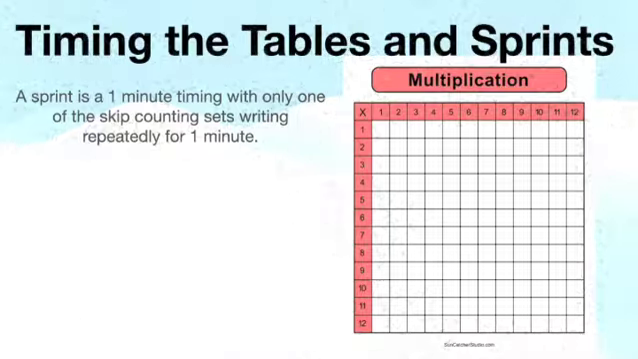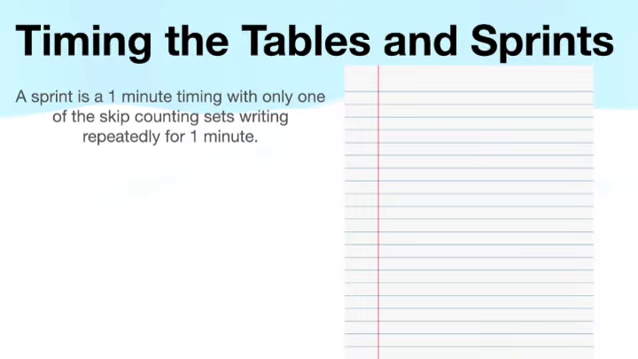A multiplication sprint is something that I came up with to help students practice one multiplication row for the purposes of timing the multiplication chart. And what you do is you use just a plain piece of notebook paper or scrap paper. It doesn't have to be fancy. And you're going to time for 1 minute.